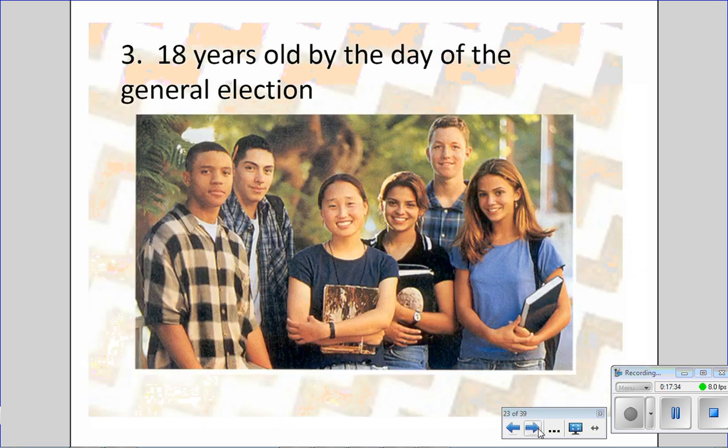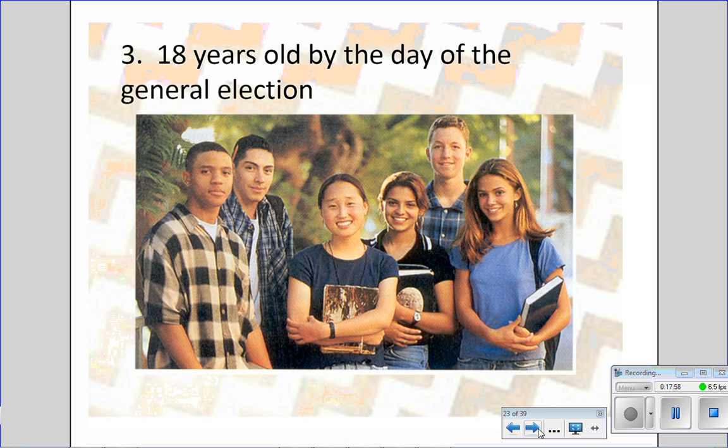And then the other qualification is that you have to be 18 years old by the day of the general election. Now, we just said you have to register 22 days in advance to be able to vote. So if your birthday is on the election day, then you can vote. When you go to register, they'll say, oh, okay, the election is November 4th, your birthday is November 4th, so we'll go ahead and register you.